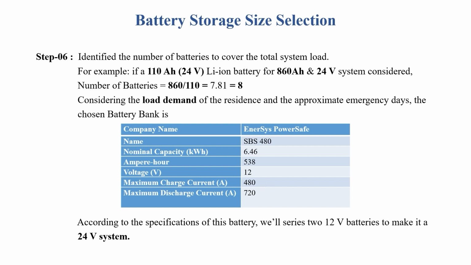Considering the load demand of the residents and the approximate emergency days, we have chosen the battery named Enersys PowerSafe. The nominal capacity of this battery is 6.46 kilowatt-hours. As this battery is 12 volt, we have connected two 12 volt batteries in series to meet up with the 24 volt system.